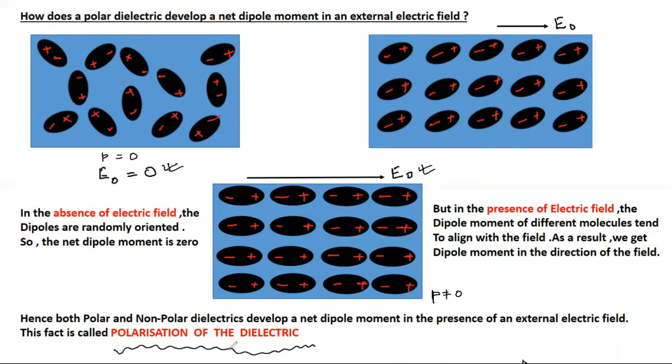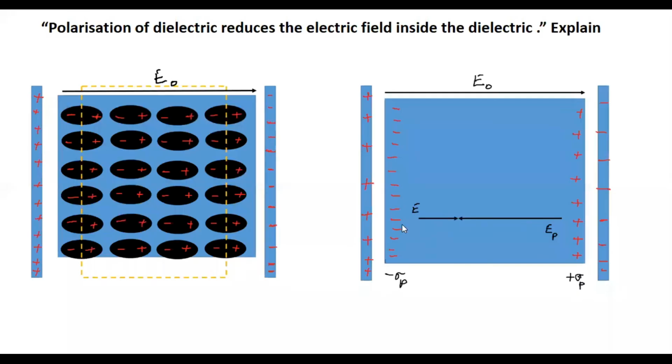That inducing of dipole moment is known as polarization of dielectric substance. Okay, so till now we have seen how a polar and non-polar dielectric substance, when it comes under the influence of an electric field, develops a dipole moment, and this development, or you can say inducement, of dipole moment is known as polarization of dielectric substances. But this polarization of dielectric substances decreases the electric field inside the dielectric.